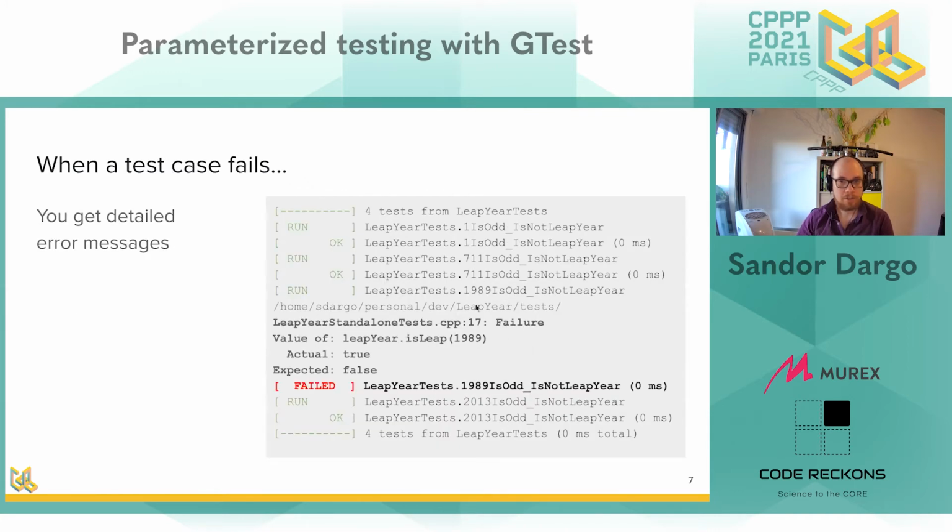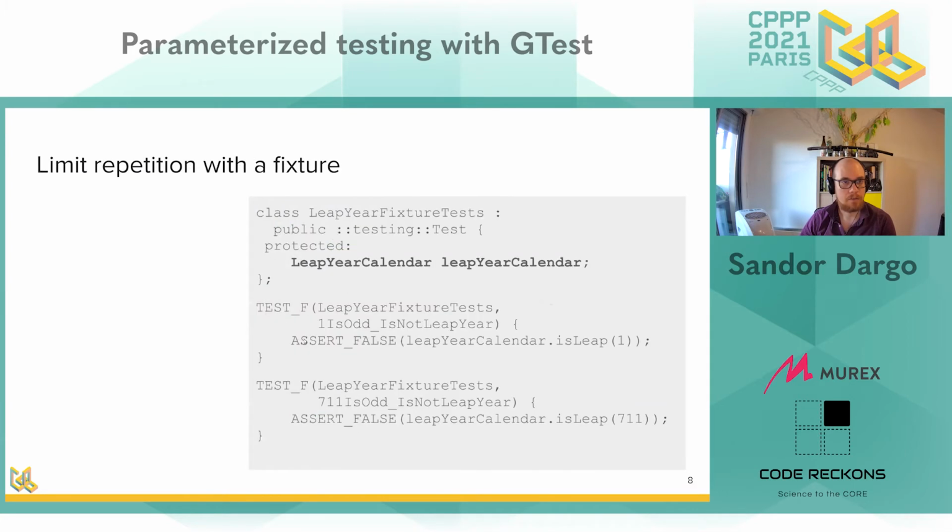Here, I changed the implementation a bit so that if you pass 1989, then you receive true instead of false. And you can see exactly which test case failed with what input. So even if your test name is not giving you so much information, you will see your input, where it failed, what's the expected and the actual value. So you get a really detailed error message that you can easily work with.